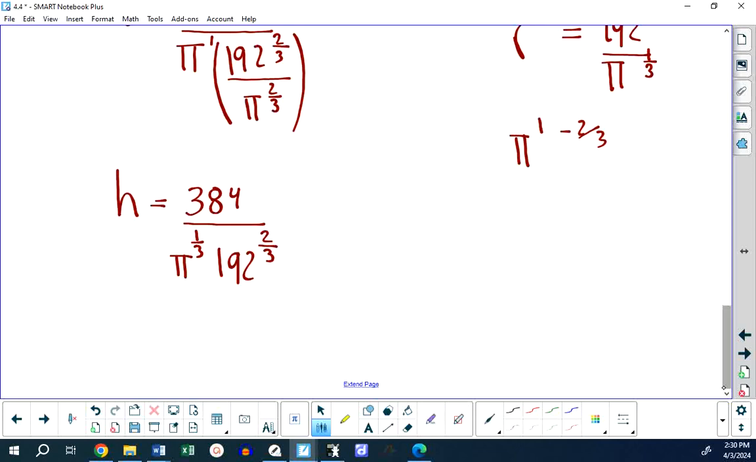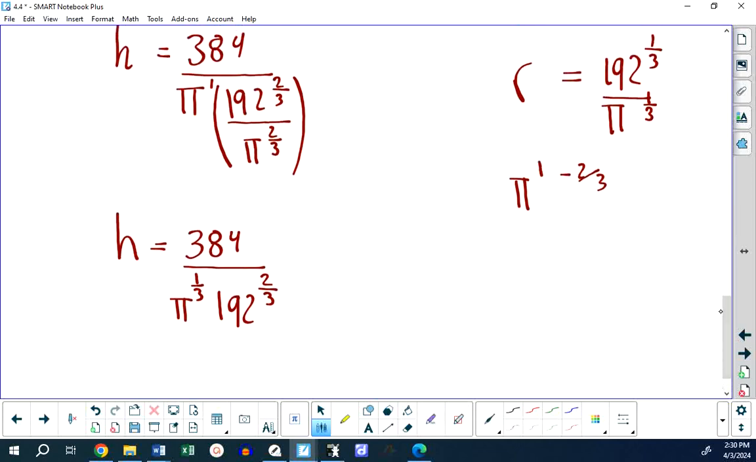We could see if we could write 384 in some kind of factored form and try to find a perfect cube that's in 192. I think 64 divides into 192. So you could start simplifying it, but that's good enough. I think maybe what we're truly interested in here is this.